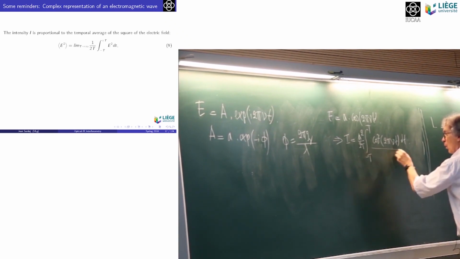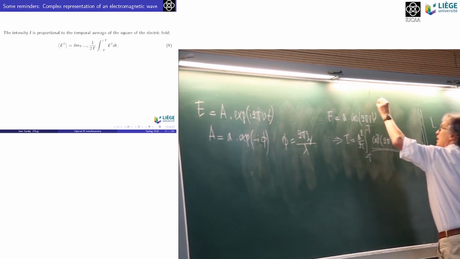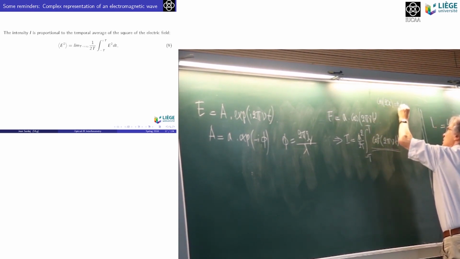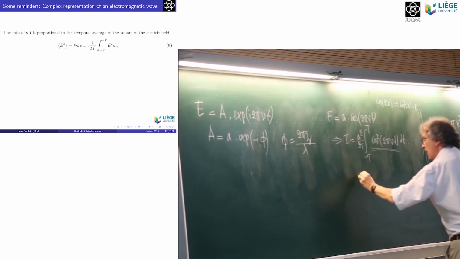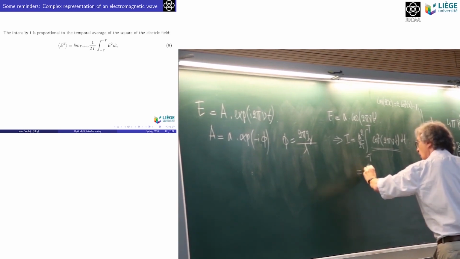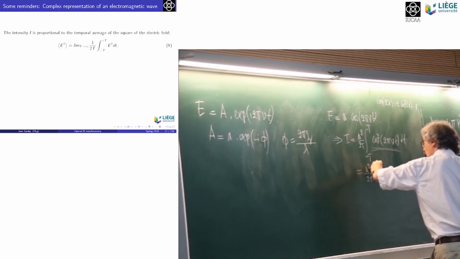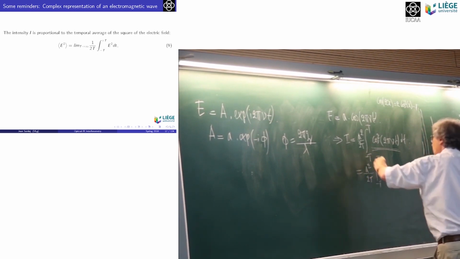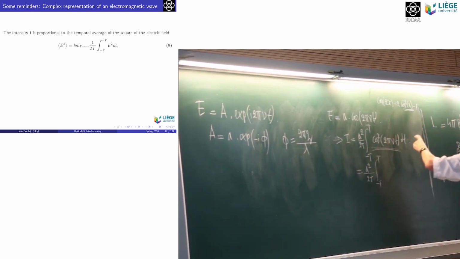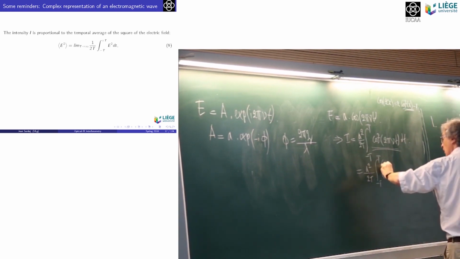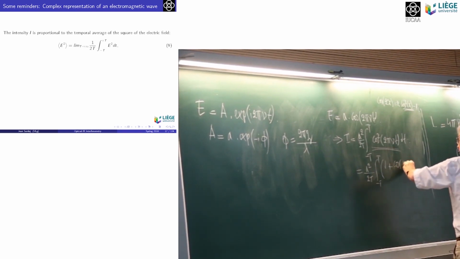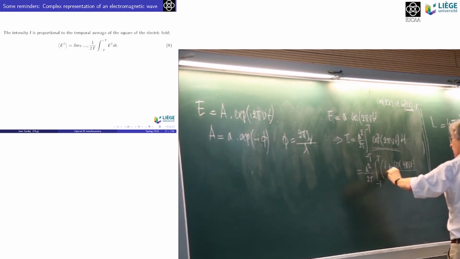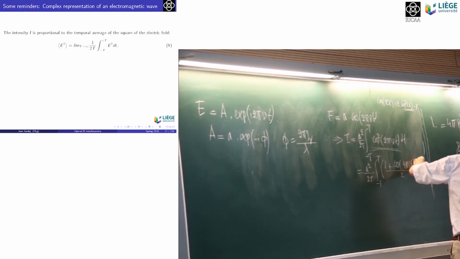Now, you can make use of the following relation: cos of 2x equals 2 times cos square x minus 1. So you would find that this is equal to A square over 2T multiplied by the integral from minus T to T of, I will extract it from here, 1 plus the cosine of 4 pi nu t, divided by 2, times dt.